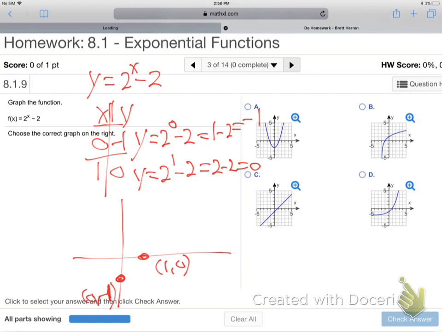Okay. So which one could do that? Yeah, it's clearly D, isn't it? So it's down low like that. Does that make sense? That easy there?